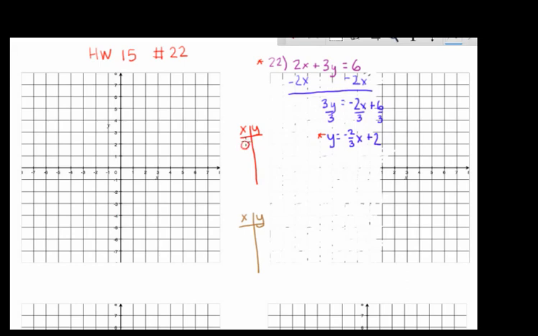First of all, I'm going to start out with 0. If I put 0 in for x, I'll have negative 2/3 times 0, which will be 0, plus 2. 0 plus 2 is 2. So my first point is 0, x equals 0, y equals 2, right here.